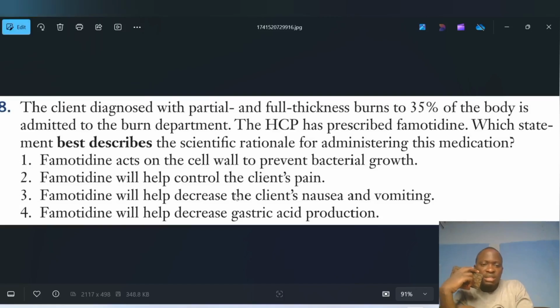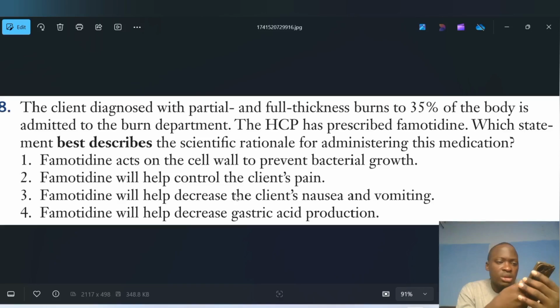Alright, number 8, the client diagnosed with partial thickness burns to 38% of the body is admitted to the burn unit. The HCP has prescribed famotidine. Which statement best describes the rationale for administering this med? Famotidine is an H2 blocker. Number 1, famotidine acts on the cell wall to prevent bacterial growth. Number 2, famotidine will help control the client's pain. Number 3, famotidine will decrease the client's nausea and vomiting. Or number 4, famotidine will help decrease gastric acid production. What do you guys think is the answer?